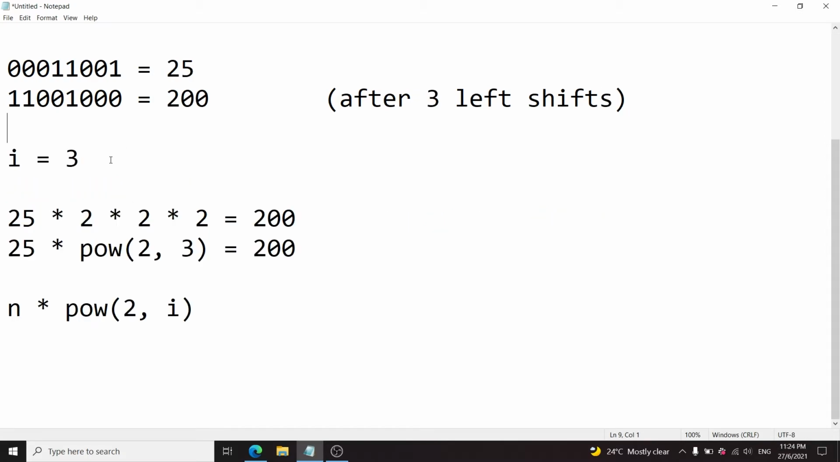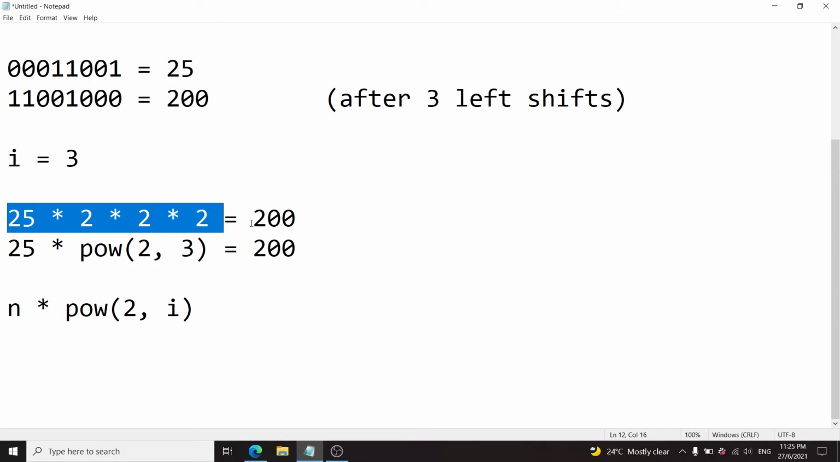and I get 200. To understand what is happening here, let's say that the number of left shifts corresponds to i. So i here is 3, meaning that we're going to perform a left shift on this original number by 3 positions. It's the same thing as saying 25 times 2 times 2 times 2, and that is equal to 25 times 2, which is 50, times 2, that is 100, times 2, that is 200.